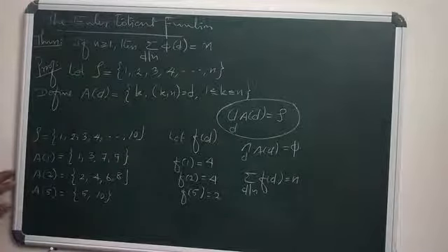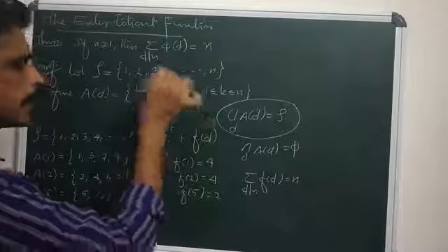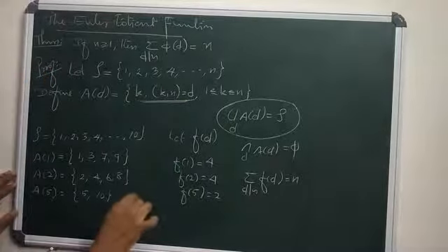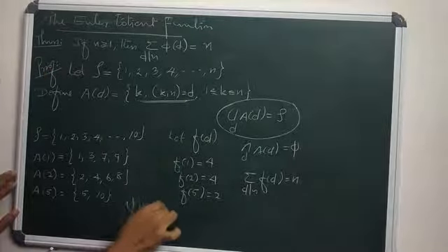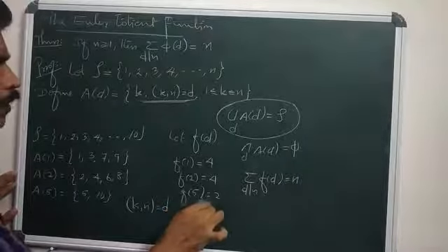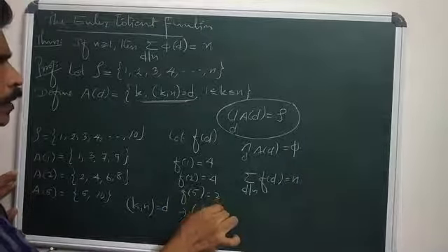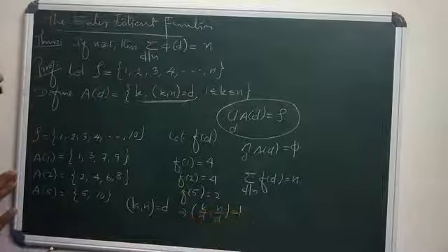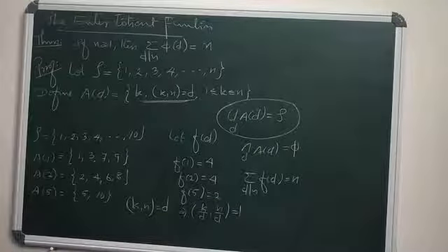Now, we can choose this k in such a way that the GCD of k and n is D. GCD of k and n is D means that k by D and n by D are relatively prime. Okay.